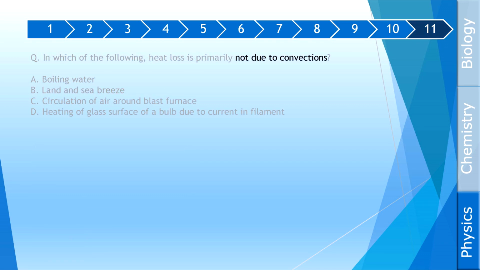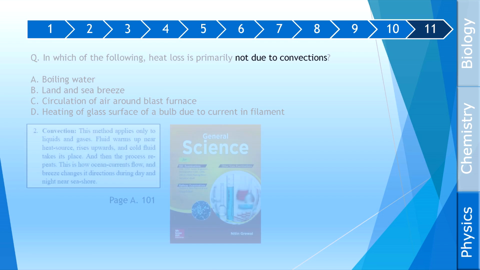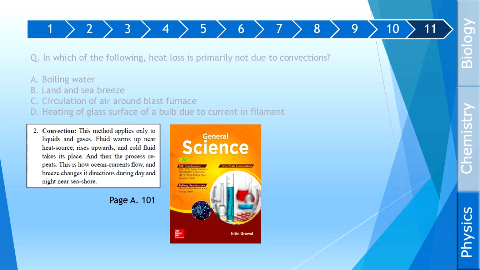This brings us to the last question. The question asks which is not due to convection. Again, I would ask you to refer to my book, page A101, and you will find that I clearly mentioned convection takes place only in liquids and gases. So the first option, boiling water, is clearly a liquid. Second option, breeze, is a gas. In fact, breeze is such a common example of convection, it is invariably given in almost all textbooks, and my book is no exception.